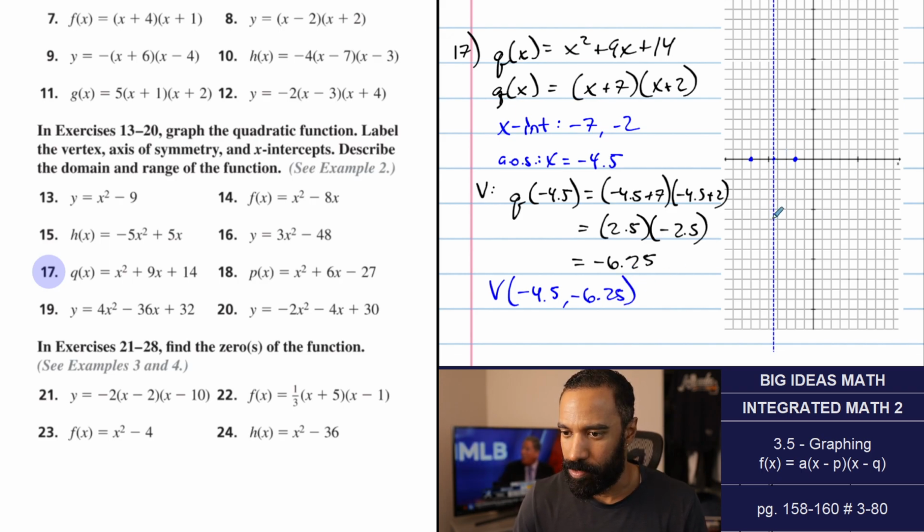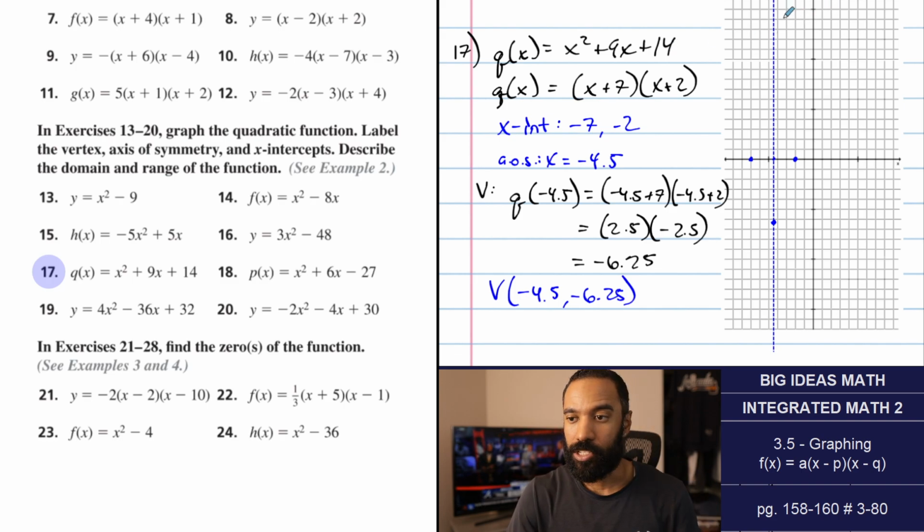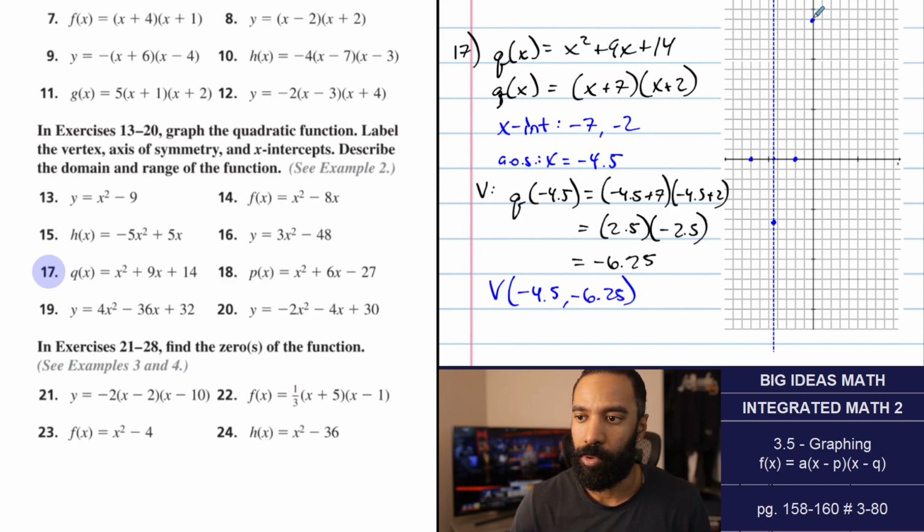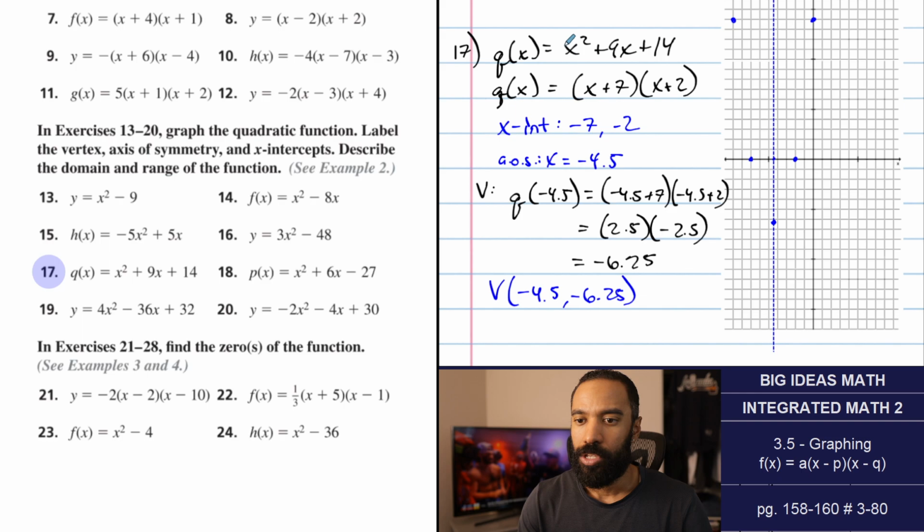So that's 1, 2, 3, 4, 5, 6, 0.25, 6 and a quarter. We did get a y-intercept of 14. And it's not only that point that we get, but also the point that reflects across. That's 4.5 away. Did I do that right? Yeah. That's a nice point. These are pretty good for a curve in and of itself.